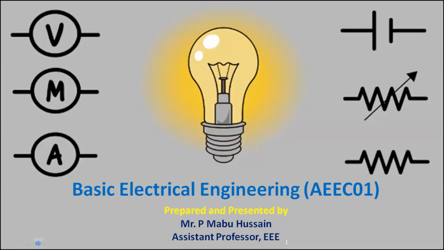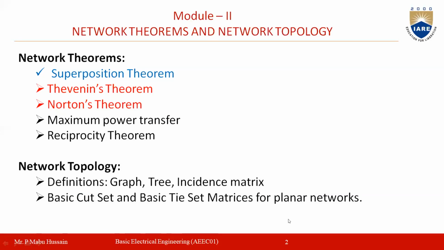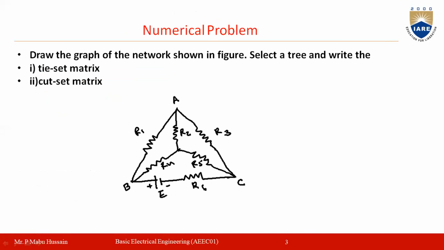So, in the previous class we completed the basic cut set matrix and how you can form the cut set matrix. With that, the theory part for network topology is over. So let us see some problems here: how to form the tie set matrix and cut set matrix if you are given a graph. So see this numerical problem.